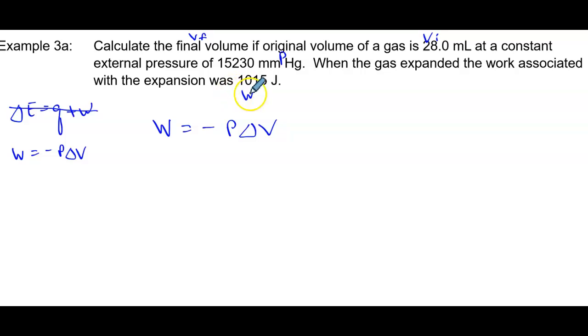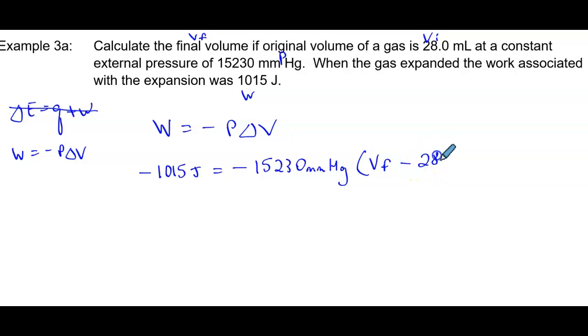We're going to plug in what we have. It says, pardon me, it says expansion was 1,015. Okay, so remember we said it's negative when it expands, work is negative. So we're going to have negative 1,015 joules, that's my work, equals negative, because of the negative symbol there, pressure, which is 15,230 millimeters of mercury, times VF, which we don't know, minus VI, which is 28.0 milliliters.